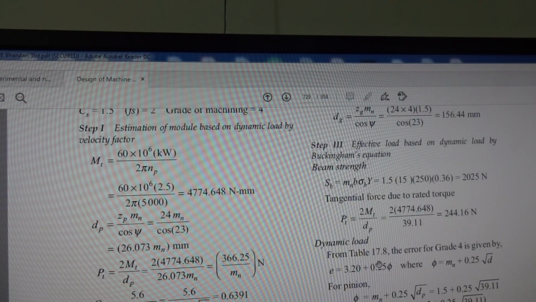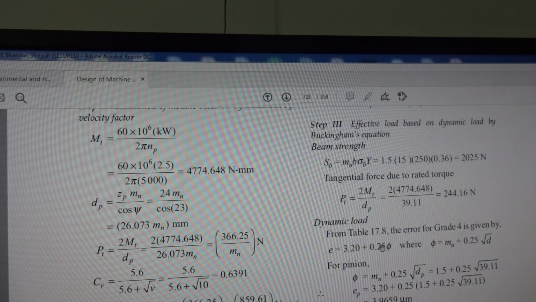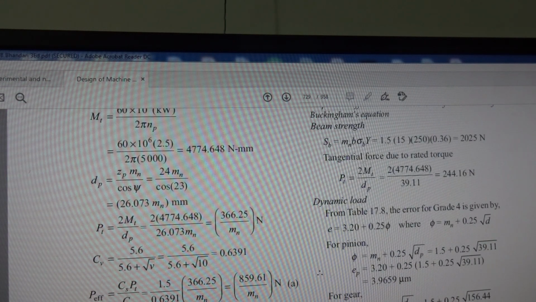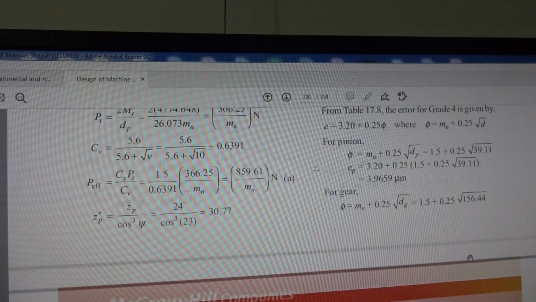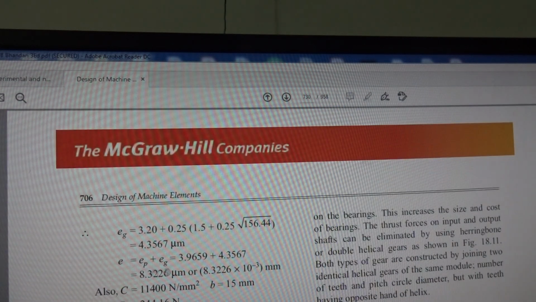Dynamic load, for the dynamic load you should know the error. So error is equal to, you know the formula for the error, 3.2 plus 0.25 pi, where pi is equal to mn plus 0.25 root under d. So pi is equal to, substitute the value, then you will get the pi. Pi is equal to this one, and ep is equal to, substitute this value, so ep is equal to this one. Similarly for gear, you will substitute the value, you will get the value of eg. Then e is equal to ep plus eg. So this one is the value in micrometer for e.